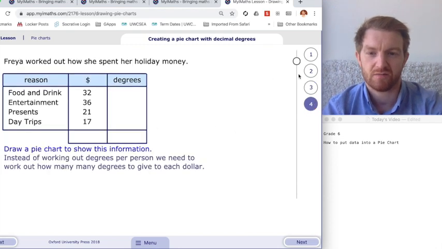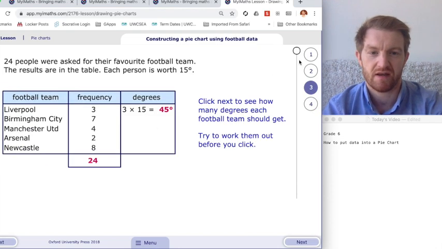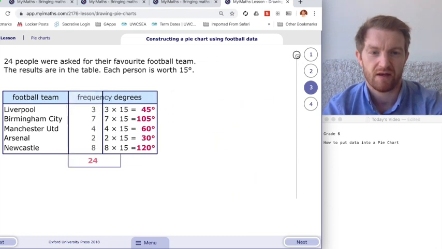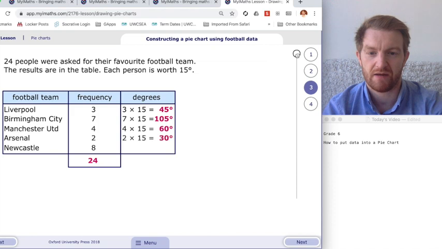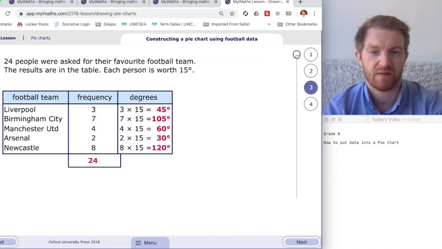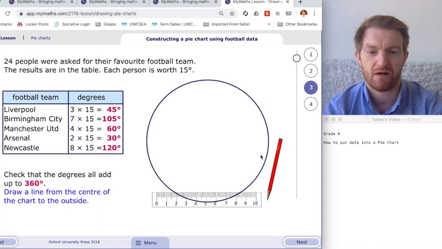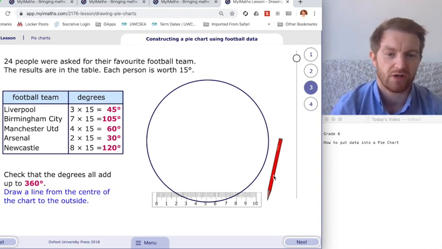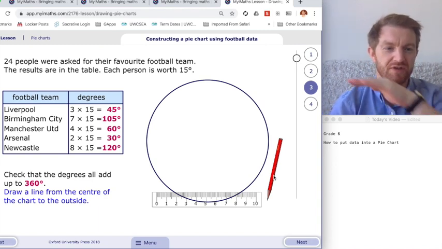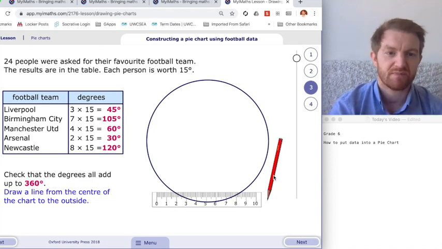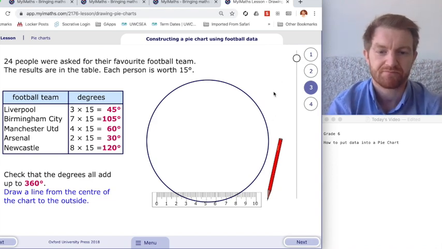The last one here, if we just go to number 3, if you use this little tab on the side, you can scroll down and we can see the steps. So work out, like we did, 15 degrees per person times the frequency. Now we know the angle. And now we can have a little look at the animation it shows you. This one does the line horizontally, but it's basically the same idea.